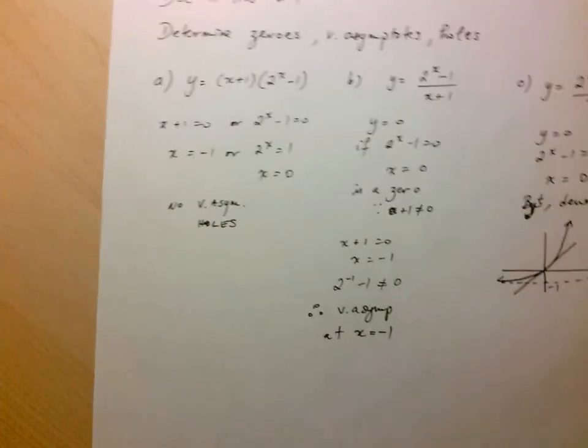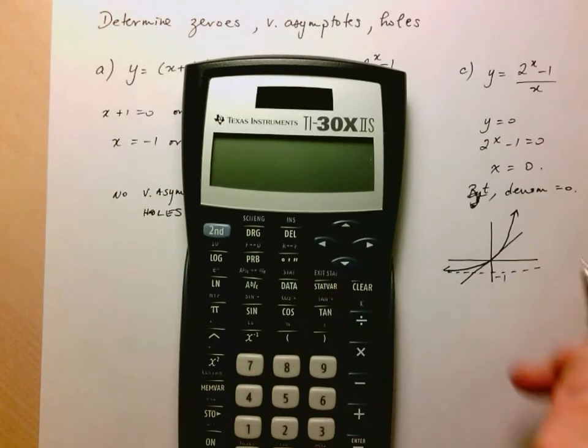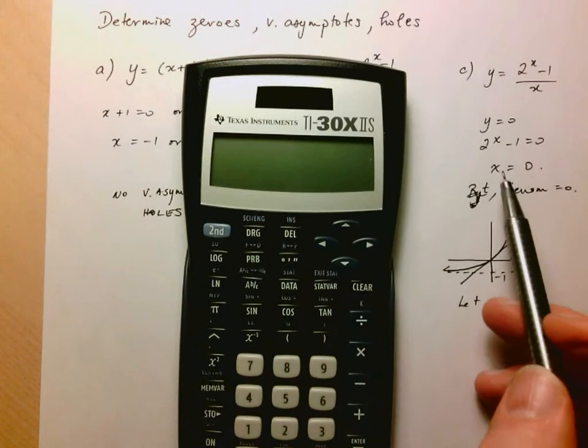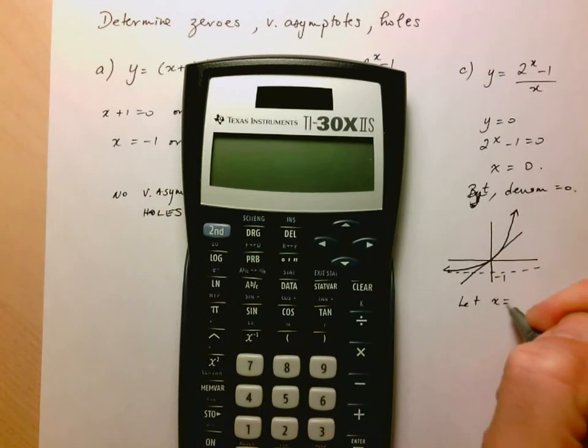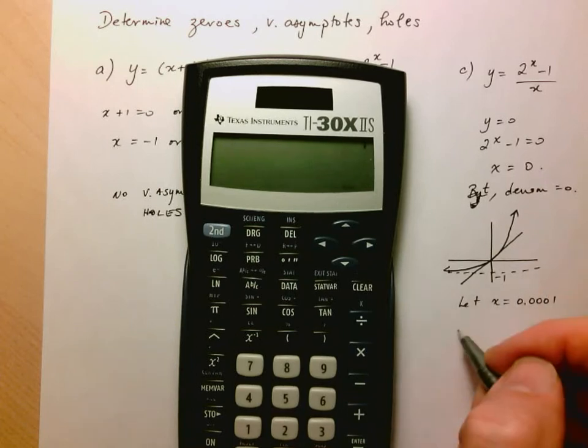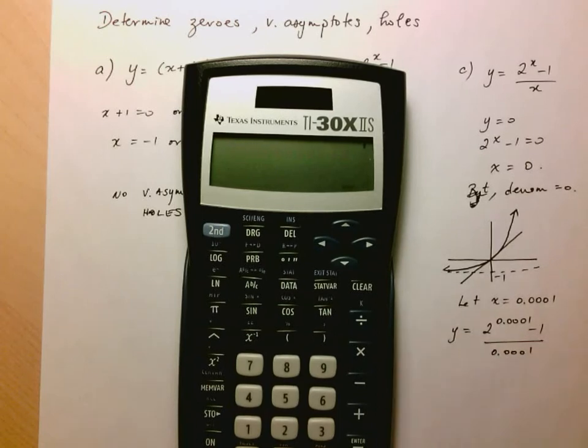Again, I can't use graphing technology, but I did say you could use your scientific calculator. So another thing you could do is take some number really close to where I have my issue. Let's say I let x equal 0.0001, something very close to 0. If I input that, y equals 2 to the 0.0001 minus 1, over 0.0001. Is this going to be close to some fixed number, or is it going to be something that's approaching positive or negative infinity? So let's put that in.